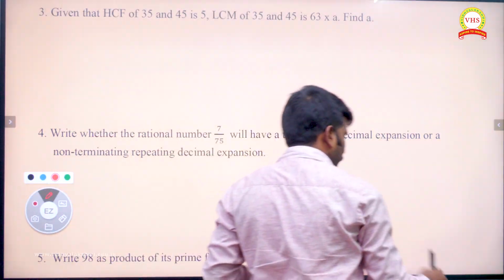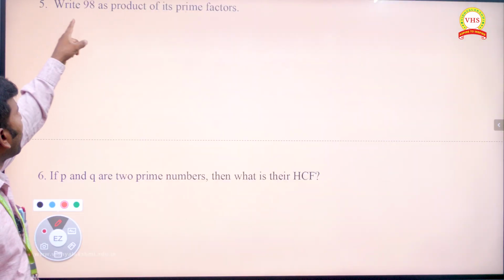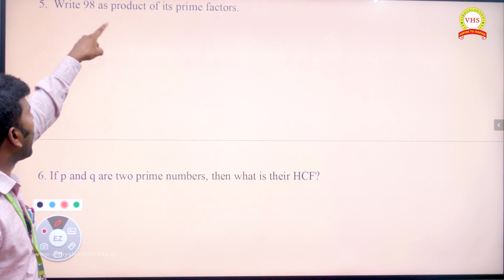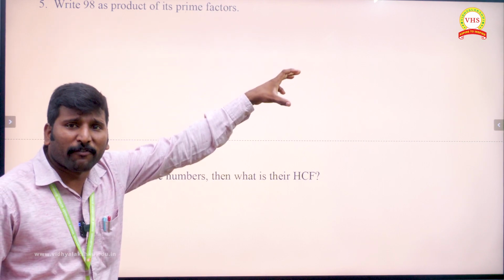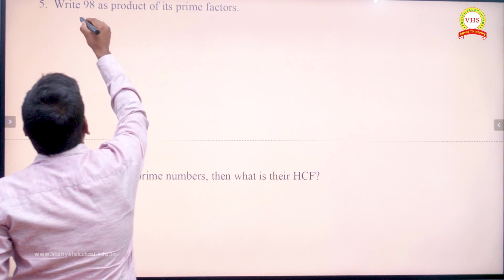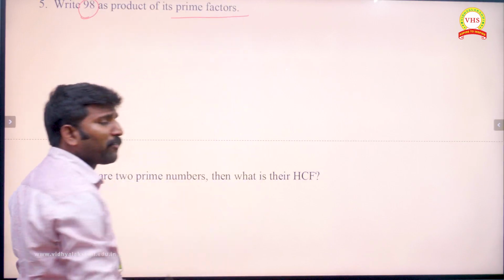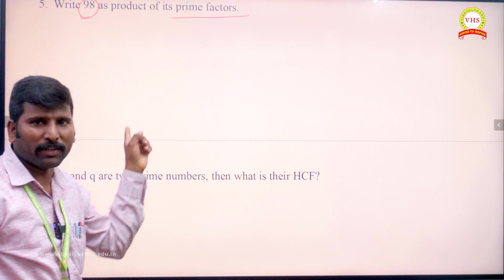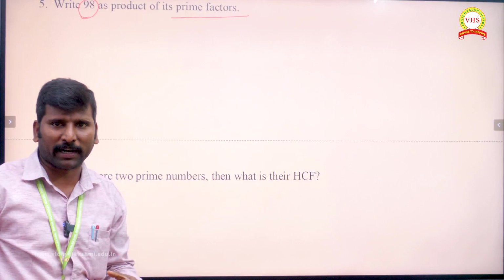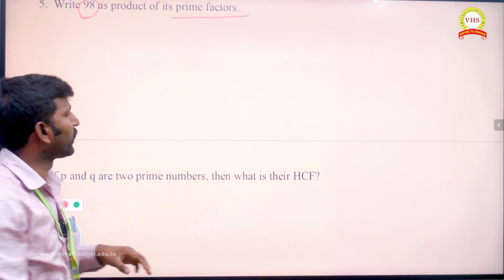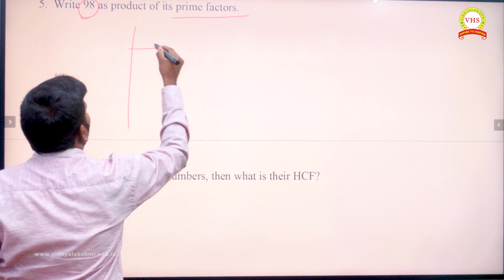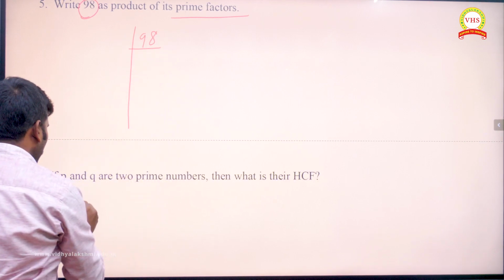Okay, right. We'll see question number 5. Write 98 as a product of its prime factors. So they are asking us to write 98 in prime factors. Already in the previous question we saw 75 written in prime factors. The same manner we have to go. That's it. See, first you write 98. Let's go with the prime factorization.